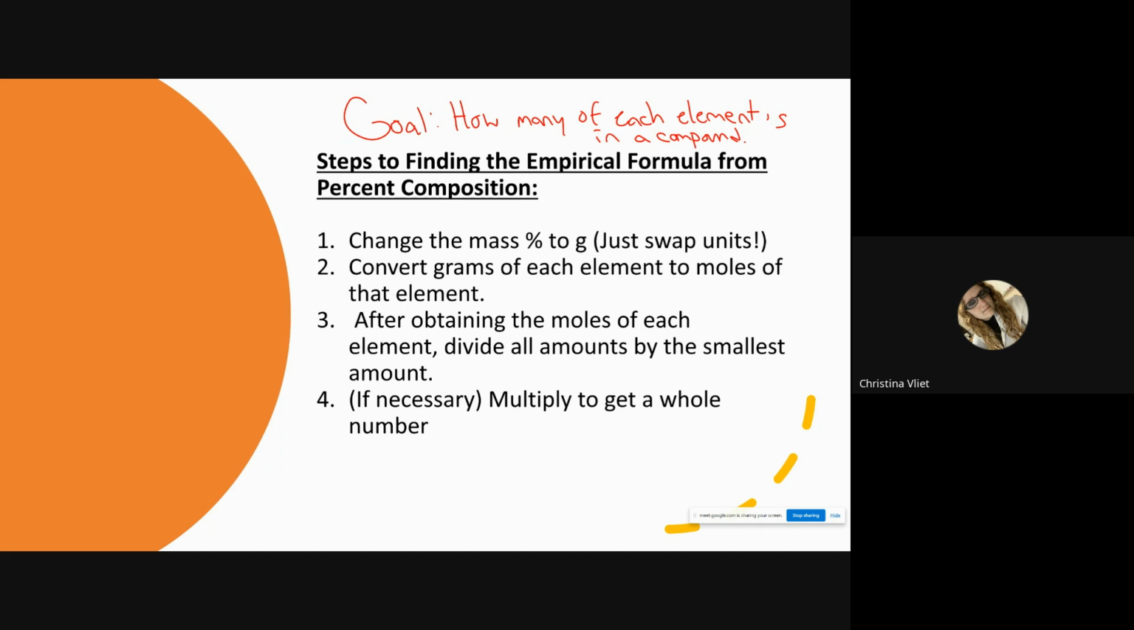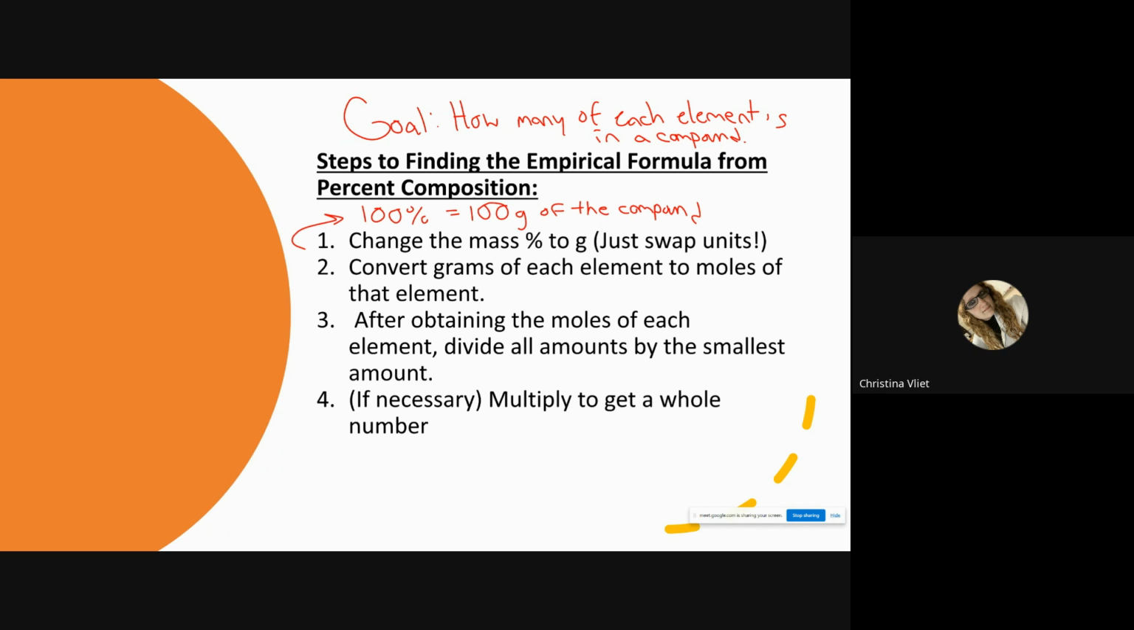So, step 1, change the mass percent to grams. Meaning, whatever mass percent they give you, you literally just drop the percent and write G instead. And this is because mass percents are based off of 100. So you're saying 100% equals 100 grams of the compound. So the reason why we do step 1 the way we do is because you can relate the percentage to the amount of grams. Because it's mass percent, you can base the compound off of 100 grams.